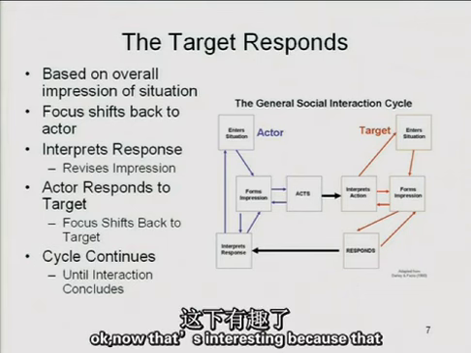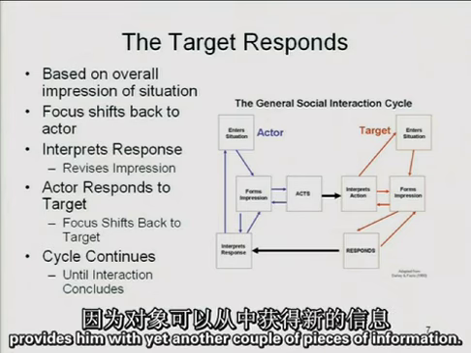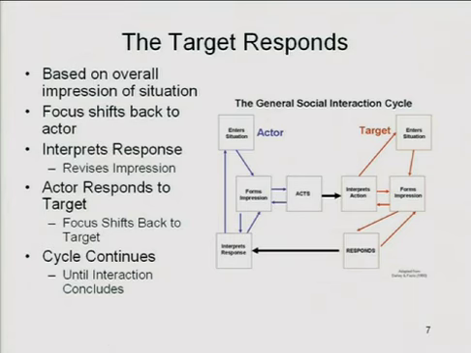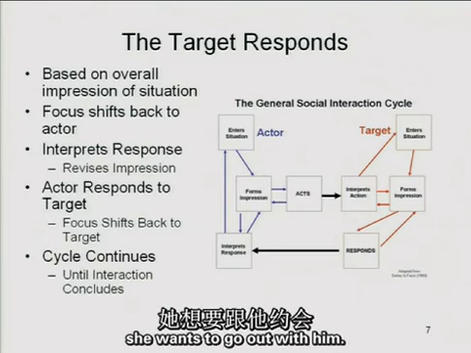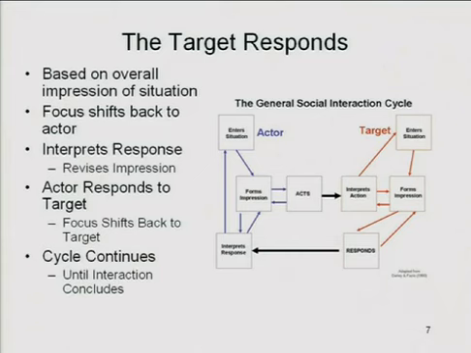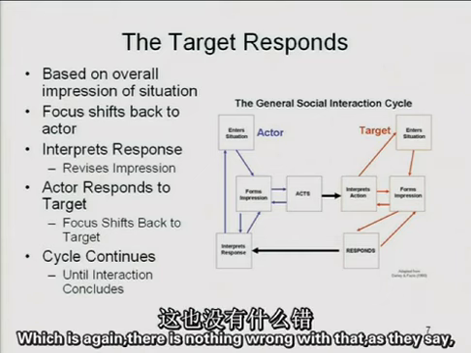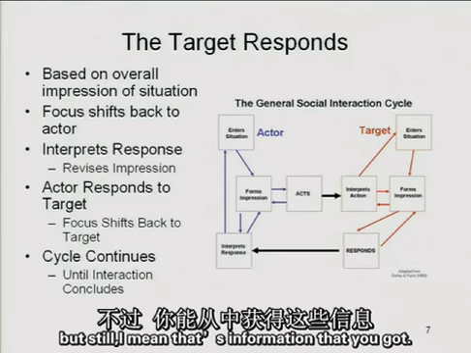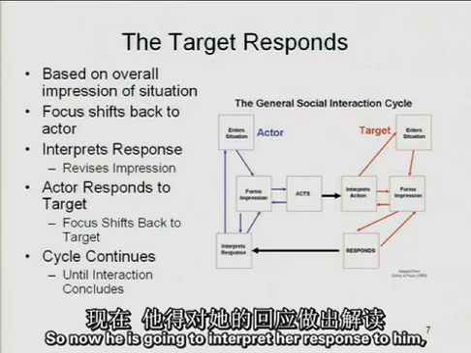Okay? Now that's interesting because that provides him with yet another couple of pieces of information. First, this is one determined person. She wants to go out with him. Second is, she doesn't have a date for Saturday night either. All right? Which is, again, there's nothing wrong with that, as they say, but still, that's information that you've got. So now he's going to interpret her response to him.